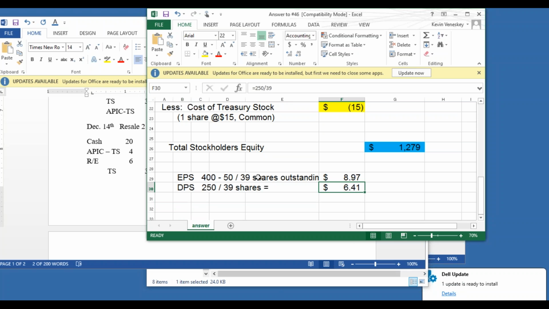Okay, that ends our session here on stocks. Our last and final session, the following week, or coming up next week, will be on the statement of cash flows.